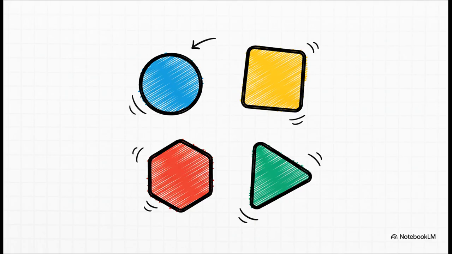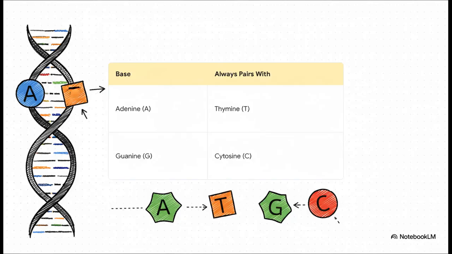That's it. Adenine, guanine, cytosine, and thymine. We just call them A, G, C, and T for short. The specific order of these 4 letters is what spells out, well, everything. Now, here's the absolute golden rule of DNA.